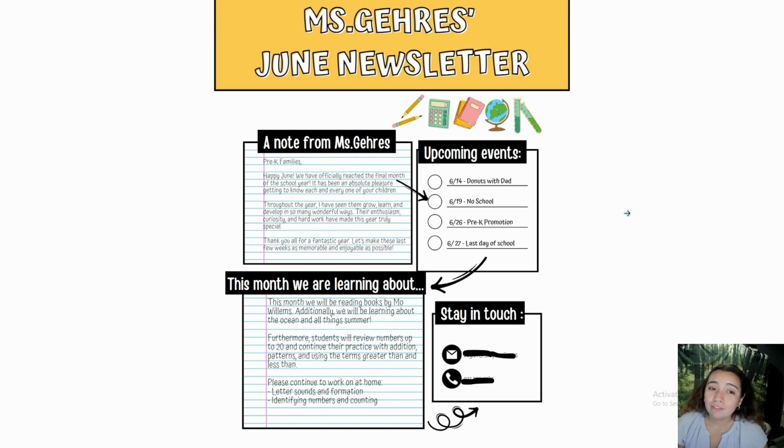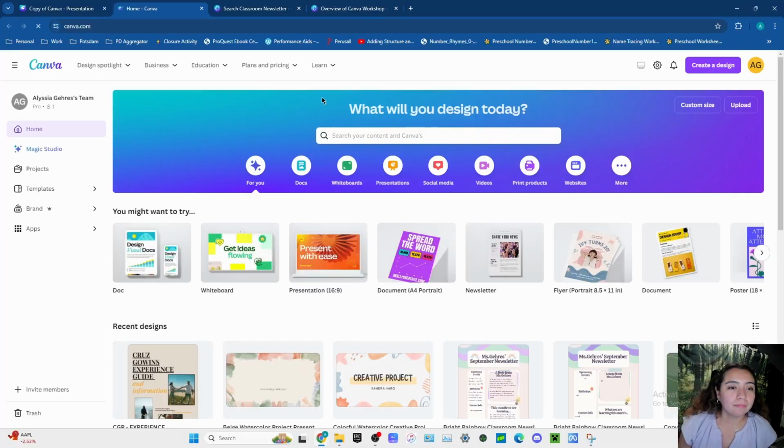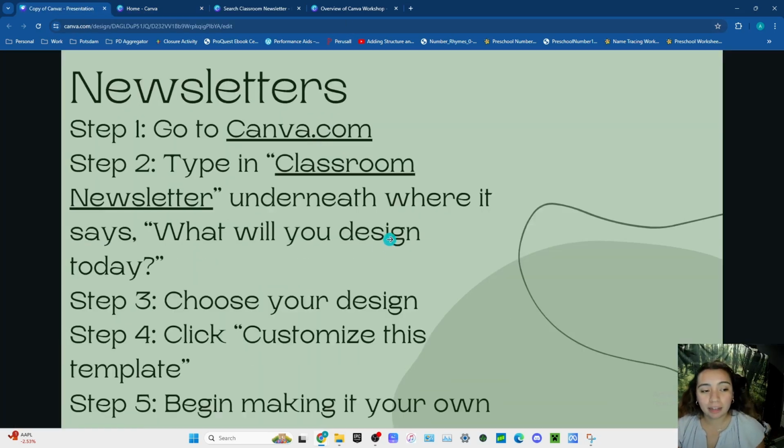But now that you've seen some designs that you can customize in Canva, I'm going to show you how to get to these templates. So step 1, we're going to go to canva.com. So let's do that. Okay, so this is canva.com. So we completed step 1, check. Now step 2, type in classroom newsletter.